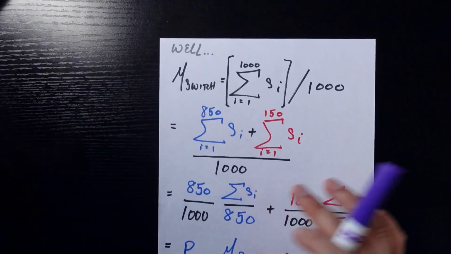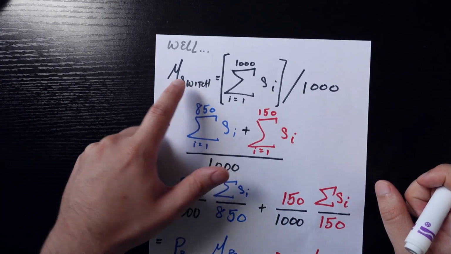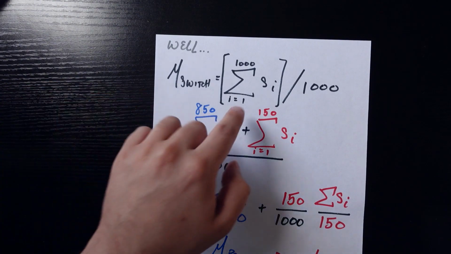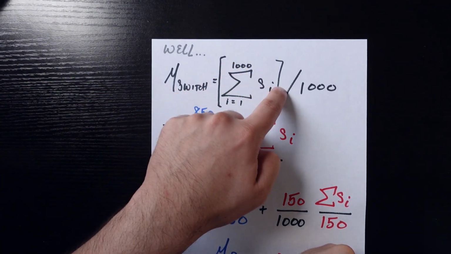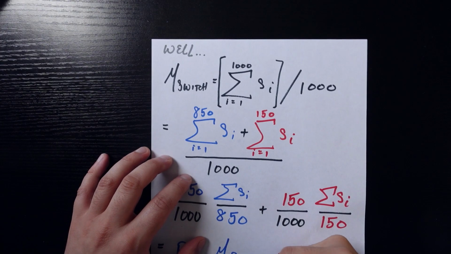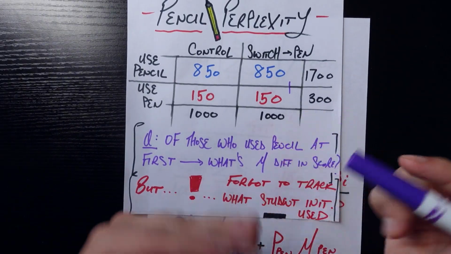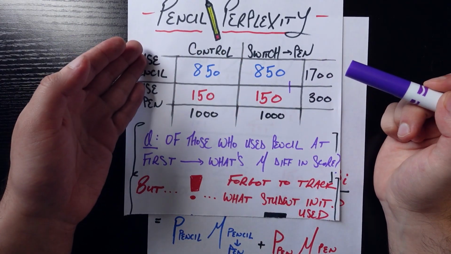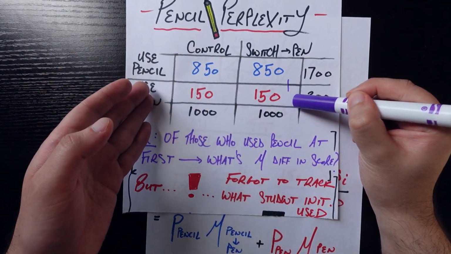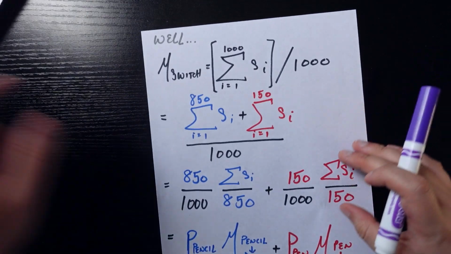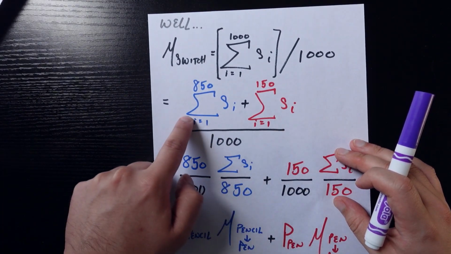So what is the average test score of these 1,000 students? Well, by the definition of an average, you just add up all 1,000 of their scores and you divide by 1,000. Why don't we break up this sum a little bit? We know that of those 1,000 students, there were 850 who initially used pencil and 150 who initially used pen, so we can break up the sum just like that, still all divided by 1,000.